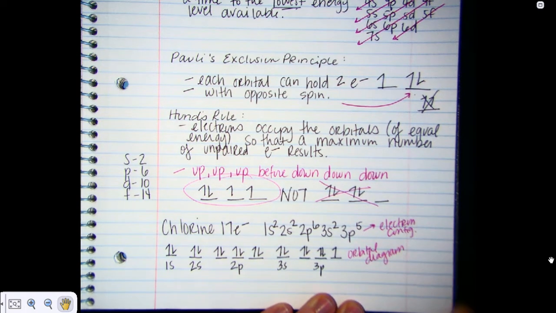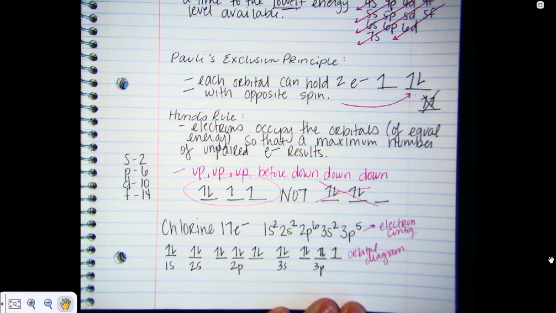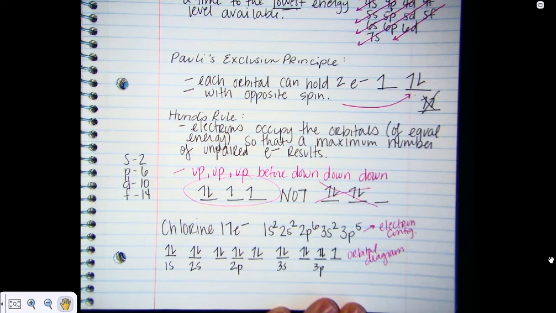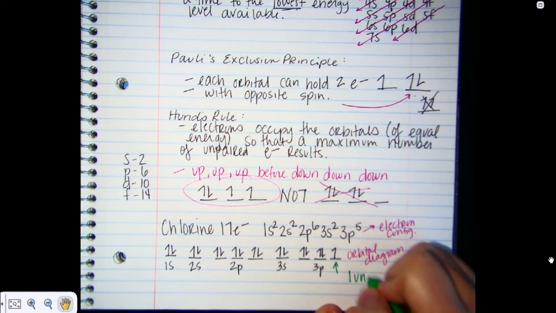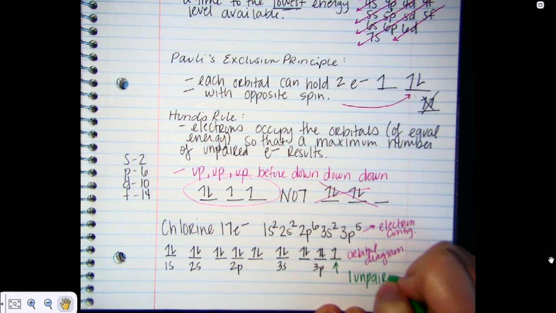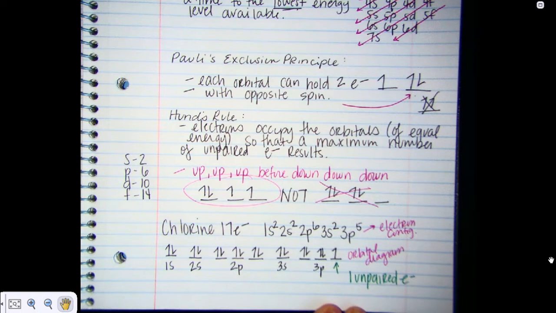Okay. And then the last question about this chlorine that I want to answer is, how many unpaired electrons are there? Who's hanging out without a buddy? Just this one. So how many unpaired electrons do I have? 1 unpaired electron. Easy peasy. All right, let's do another one.